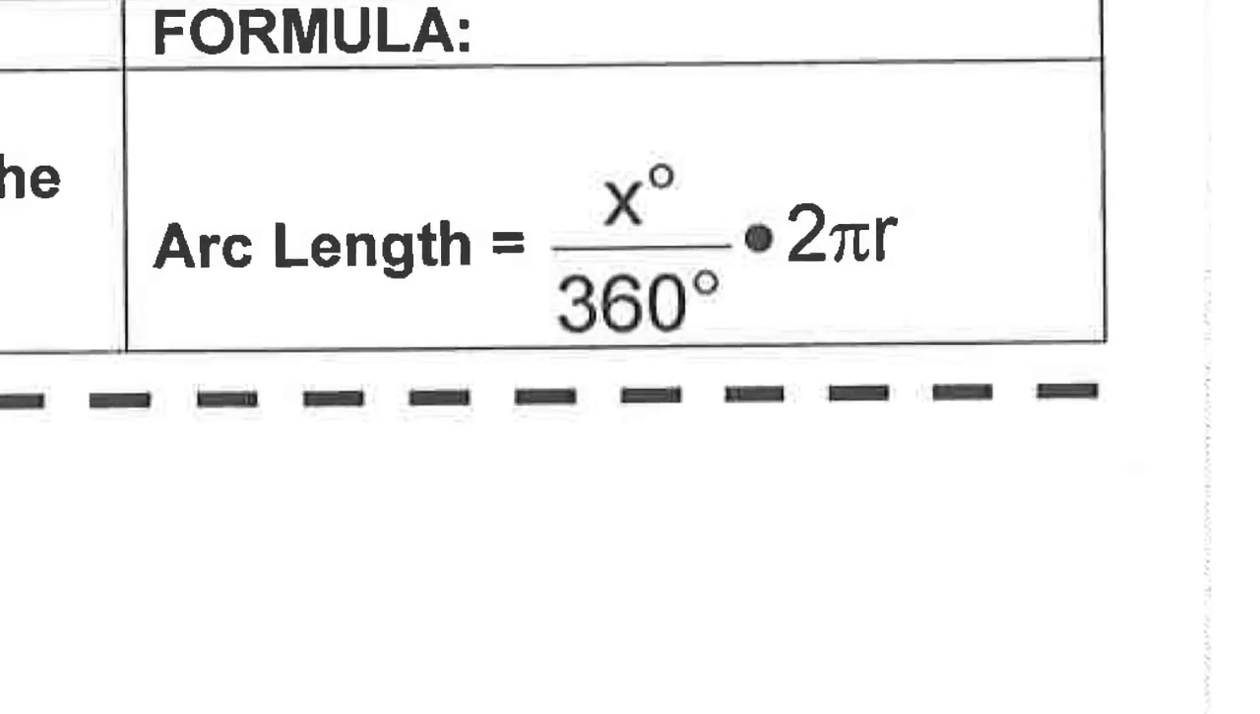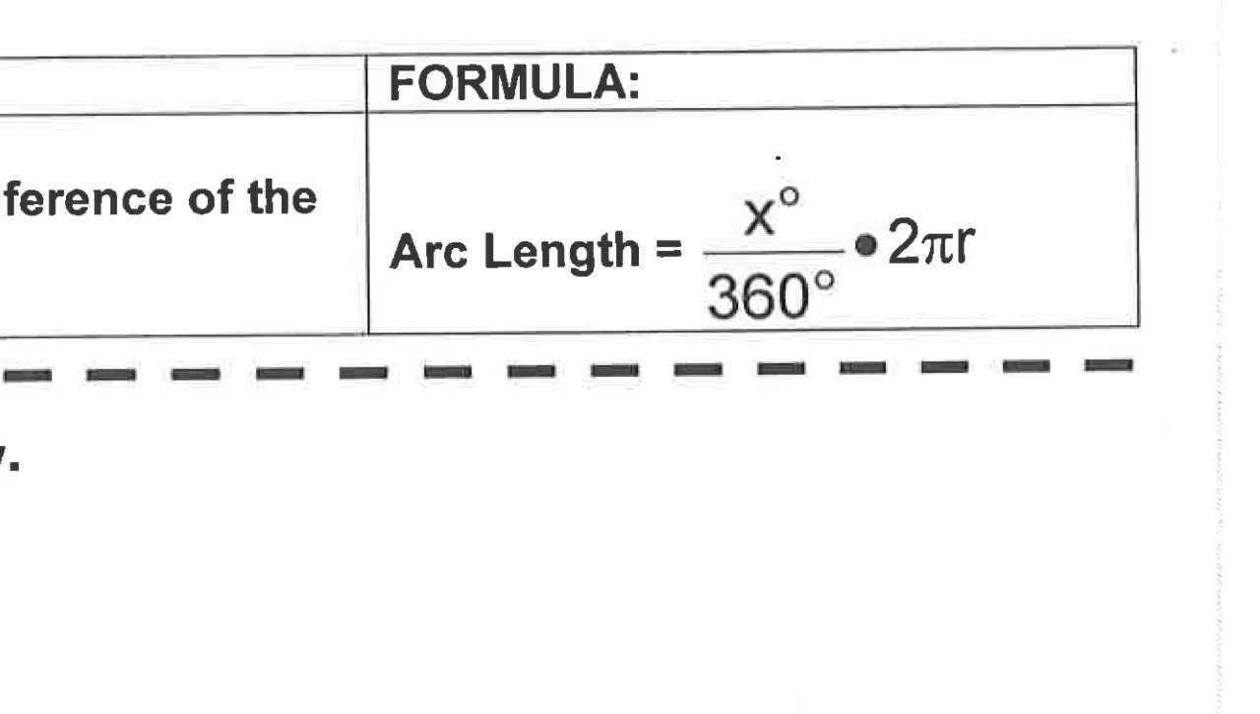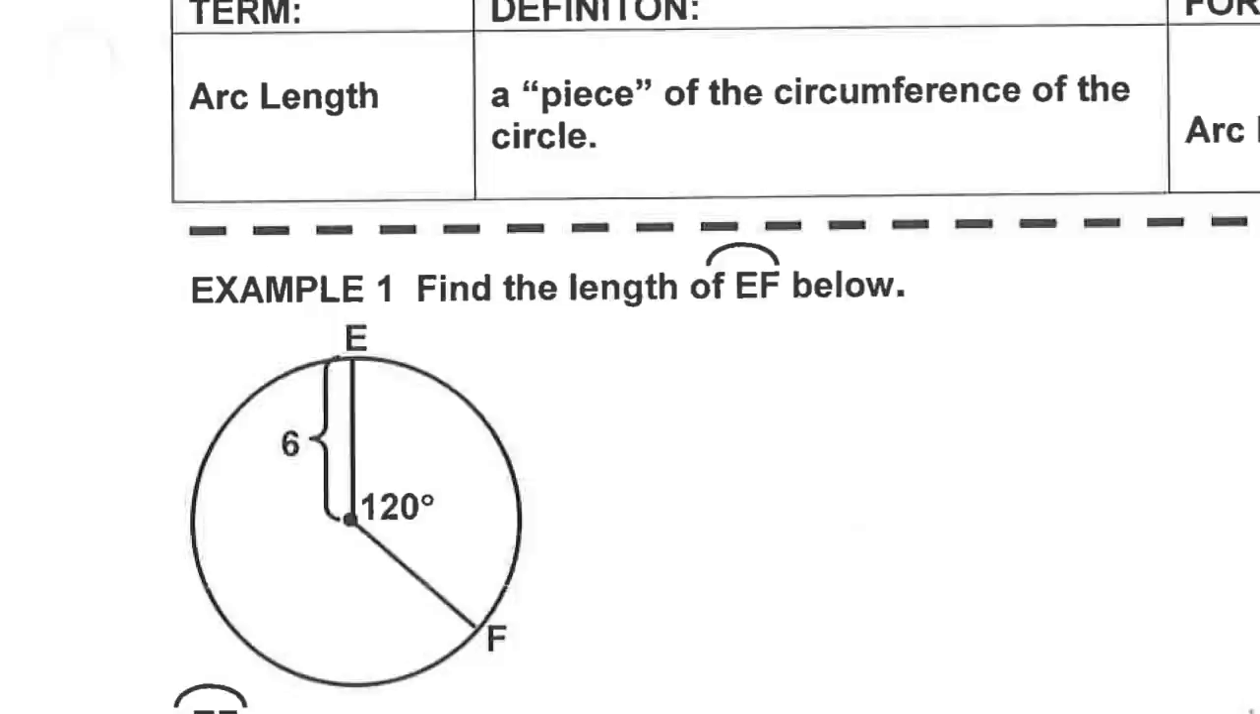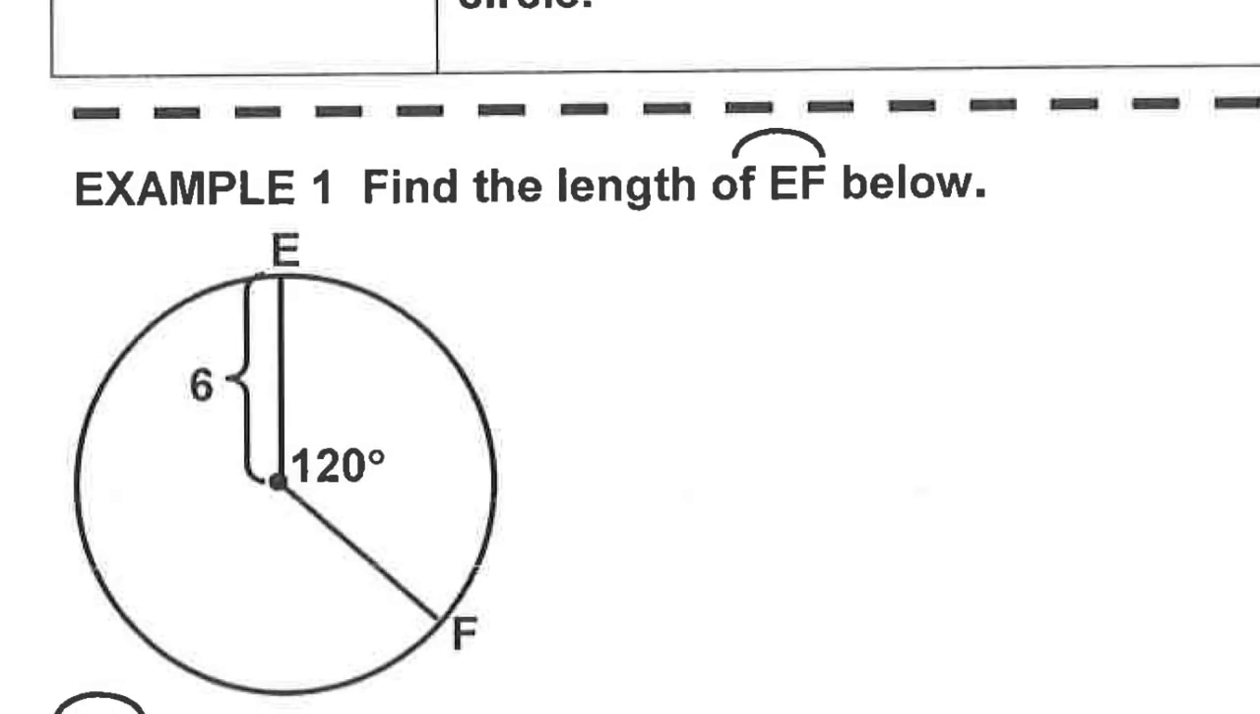So to find arc length, we're going to take the angle, or the central angle, and divide it by 360, and multiply it by 2 pi r, the circumference formula. So we're just finding a percentage of the circumference. So if I look over here, the reason I use the central angle is the central angle gives us the arc length as far as degrees go. So I know that of the 360 degrees, I'm using 120.